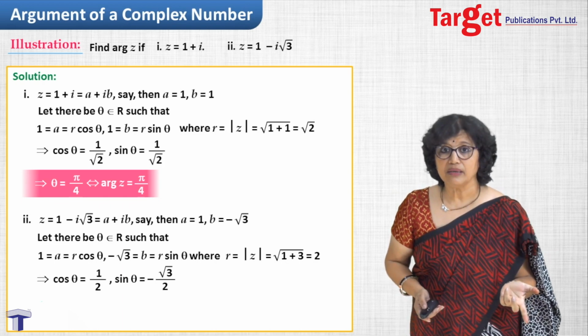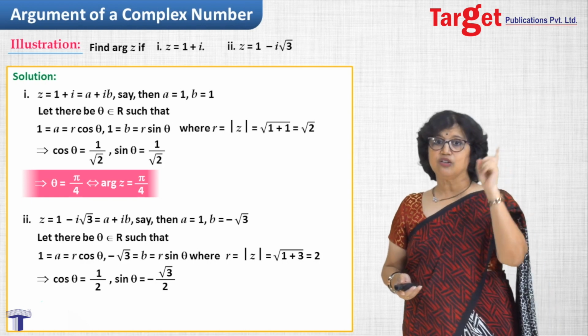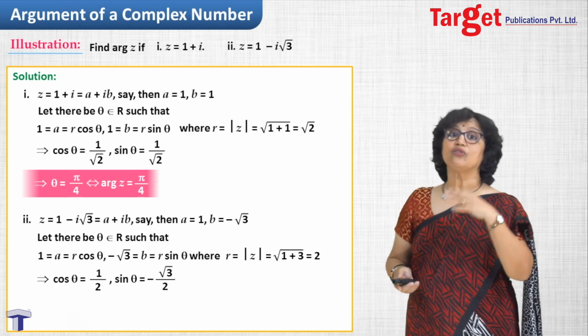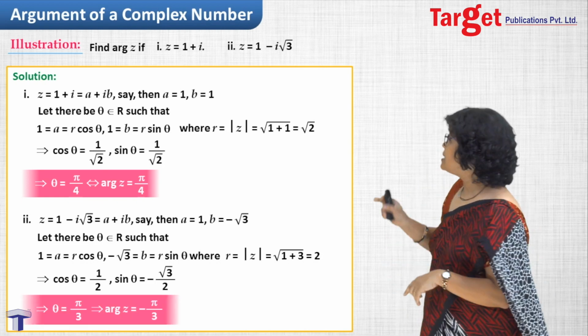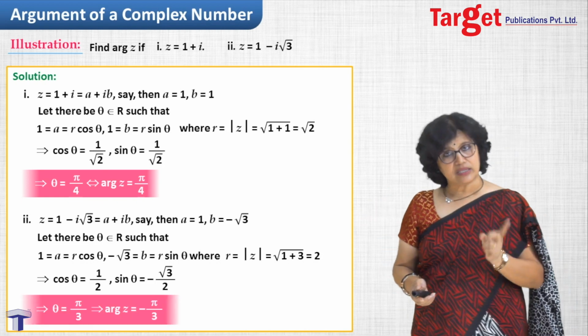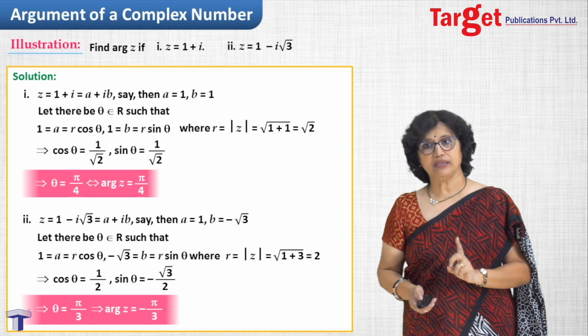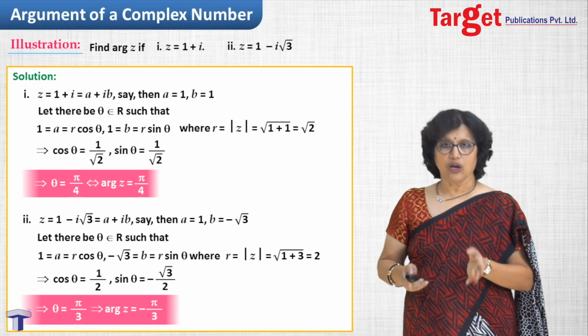Where does that happen? Remember, in trigonometry we have done sin theta negative, cos theta positive. That happens only in the fourth quadrant, and hence theta is nothing but minus pi by 3. So the answer for argument would be minus pi by 3. This is how we have found arguments.